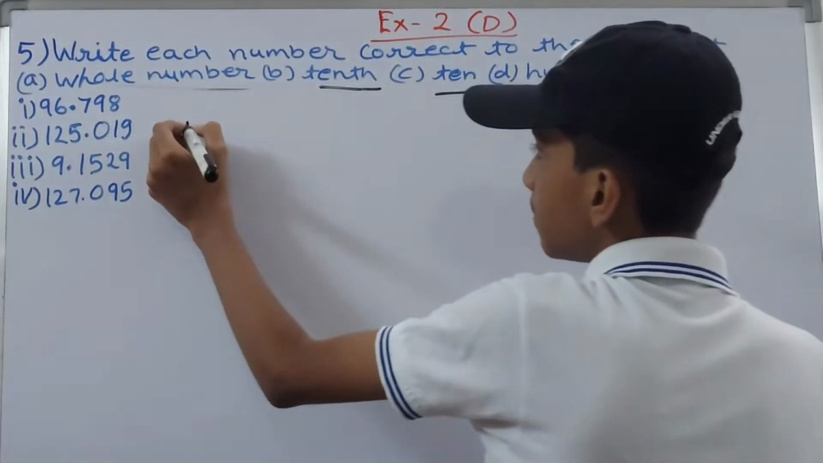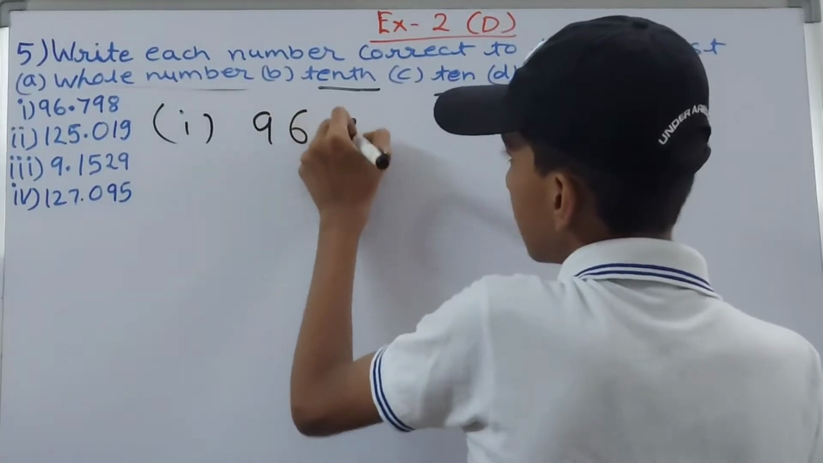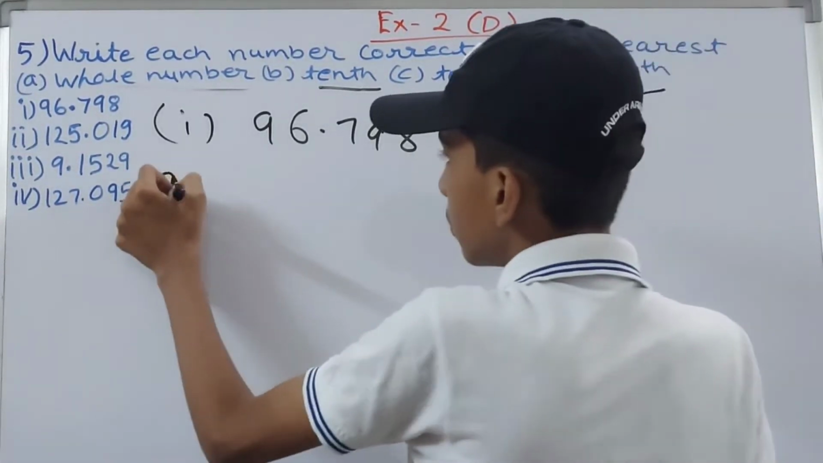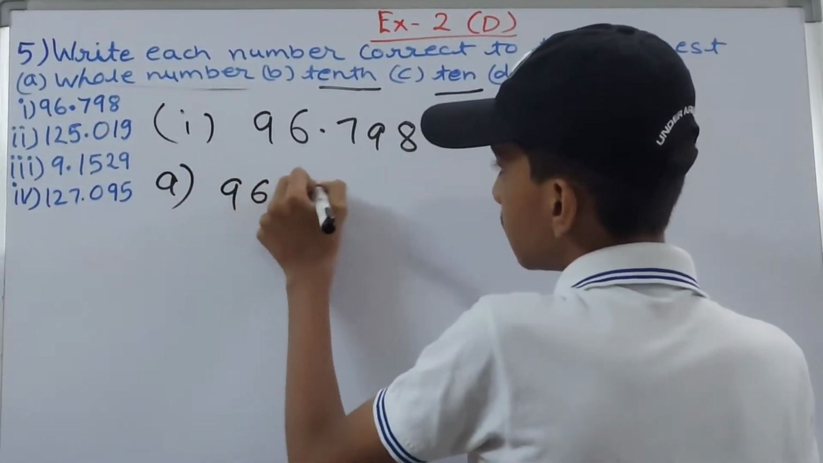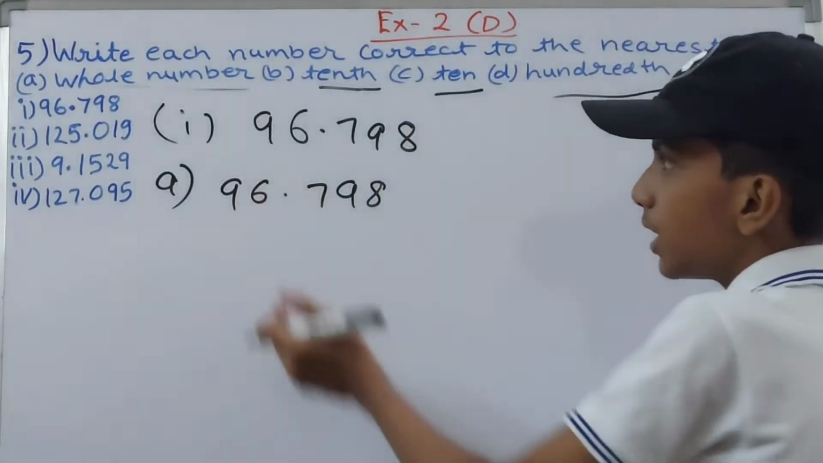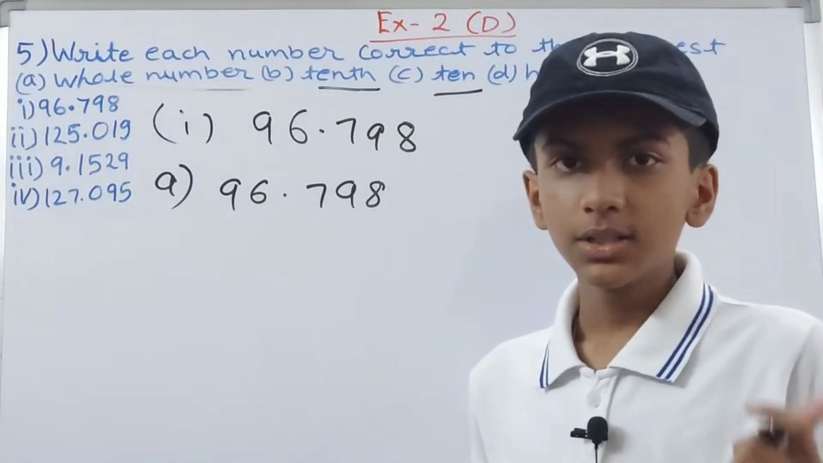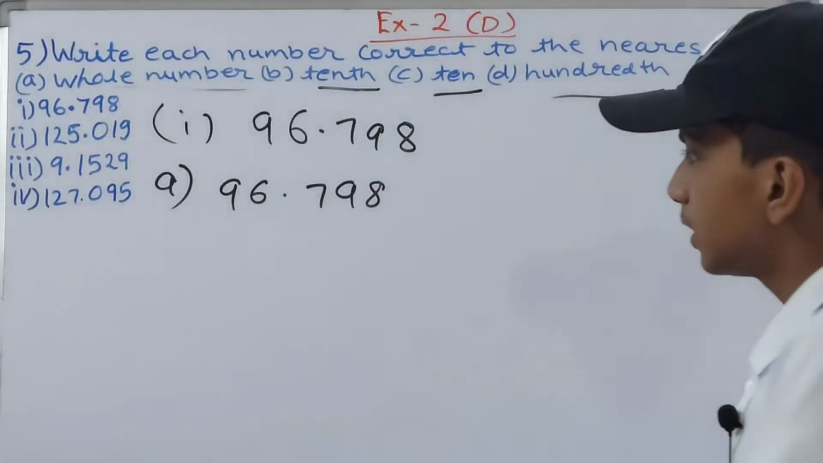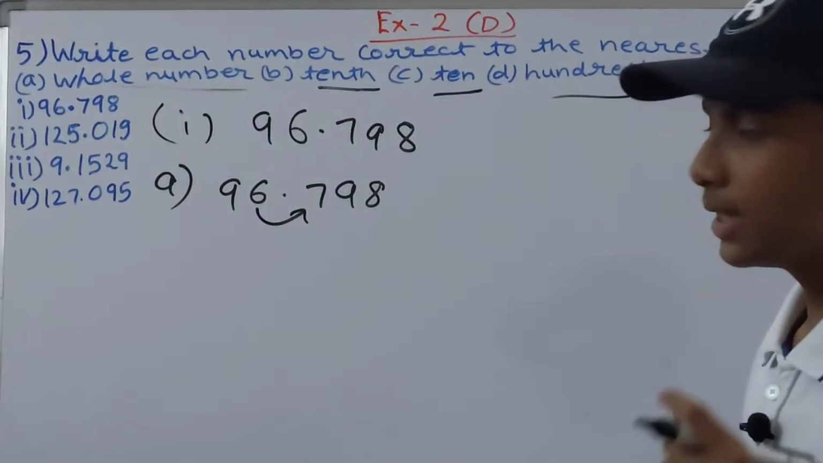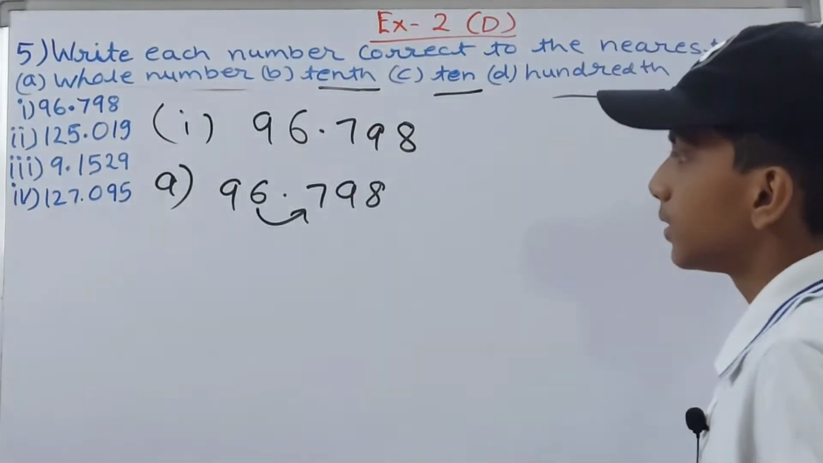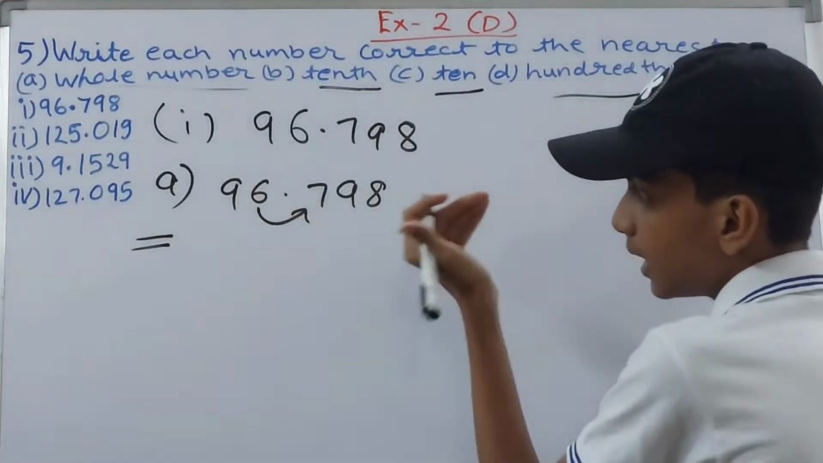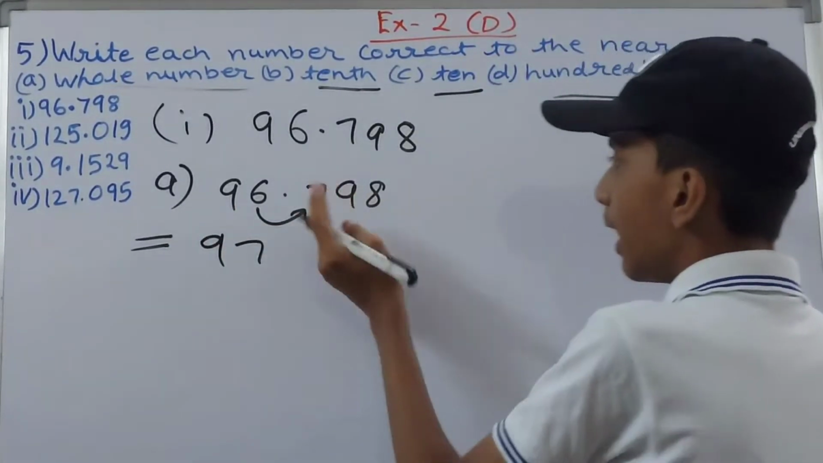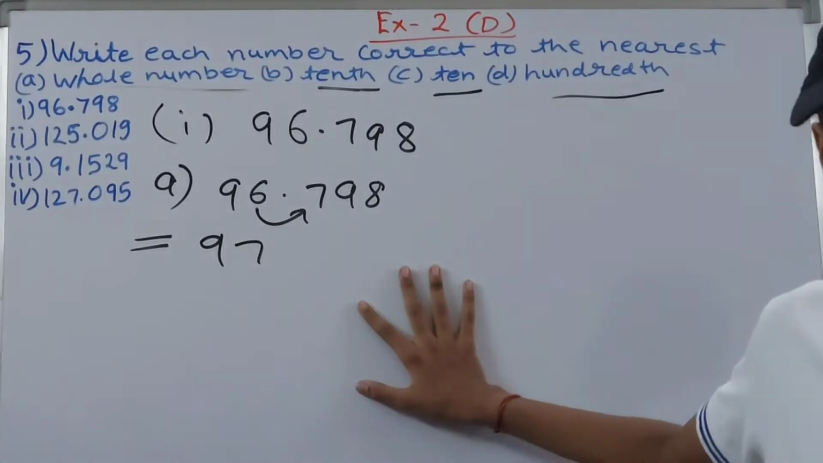In the first part we have got 96.798. First of all, A. Whenever we are rounding off to a whole number, we take the digit at the ones place. Here it's 6, and to its right we have 7. 7 is greater than 5, which means we'll add 1 to 6 and drop the entire decimal 798. So 6 plus 1 becomes 7 and the rest gets dropped. So A is just 97.